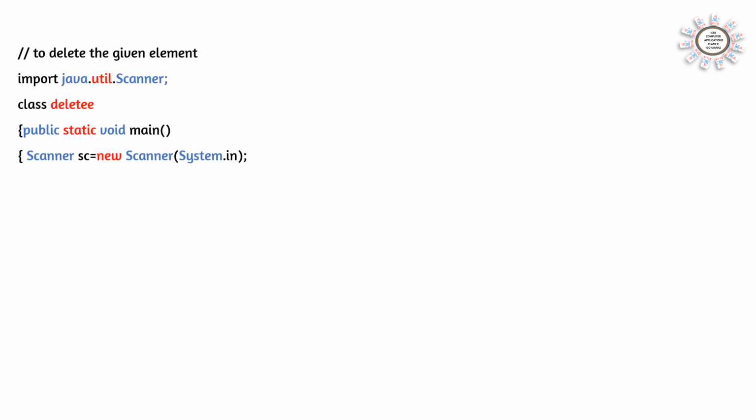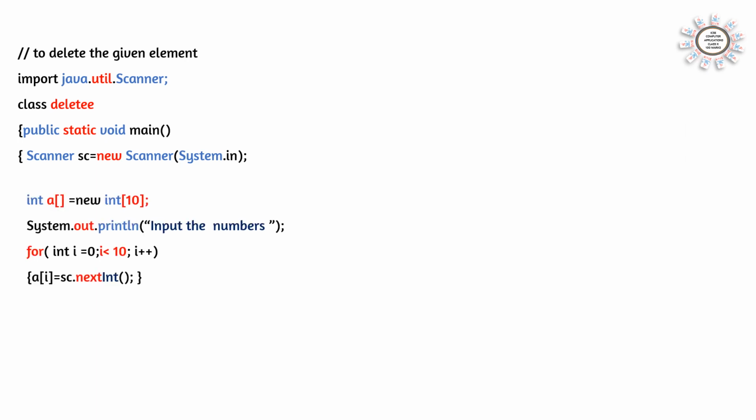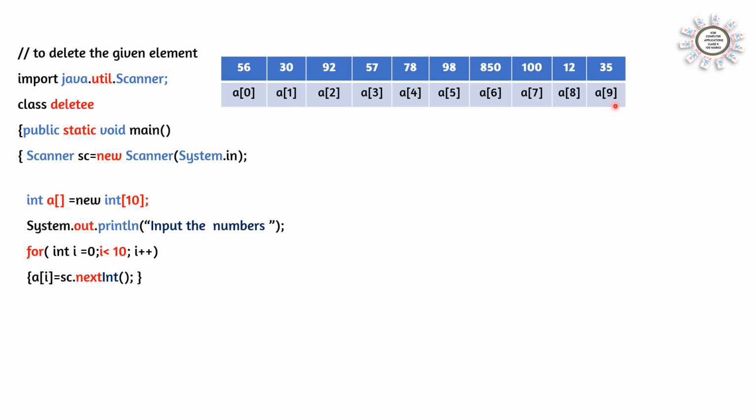We can first accept the elements and then discuss the logic of the program. So start the program, import java.util.Scanner, class, public static and Scanner SE. So till that you complete. After that, declare an array. Here we are declaring an array and accepting the array elements. int a is equal to new int 10. So here we are declaring the array and then give the message and accept the 10 numbers in the array. So here we can see the numbers are accepted and arranged in the following format. And now accept the number to be deleted and store in a particular variable.